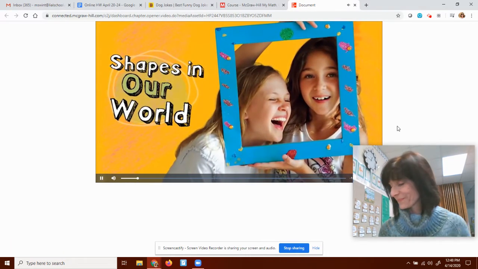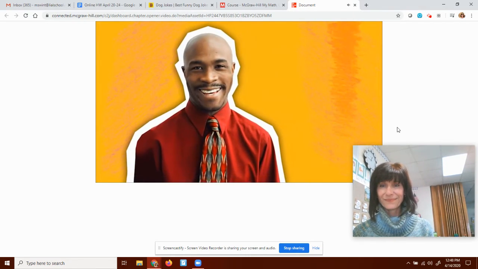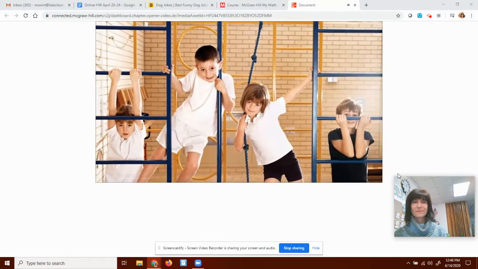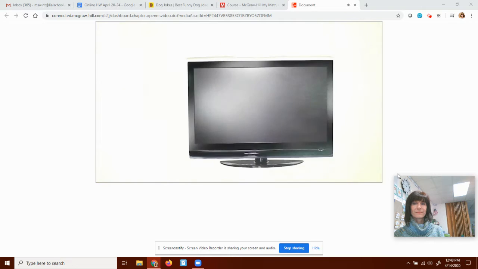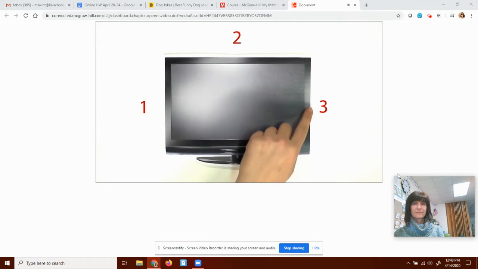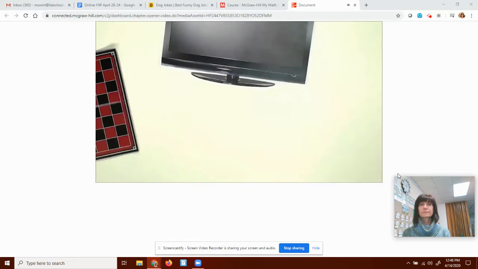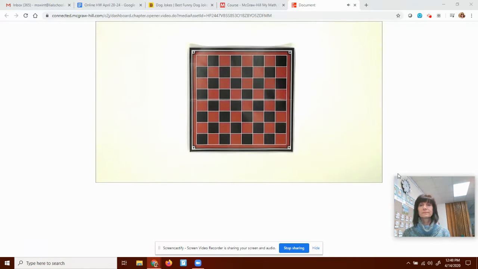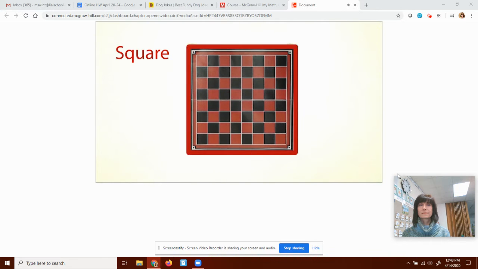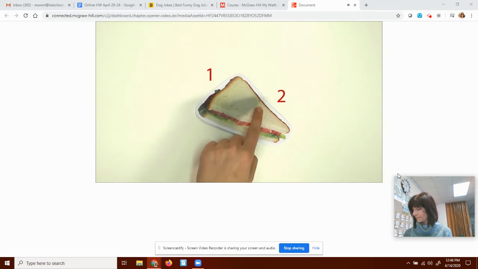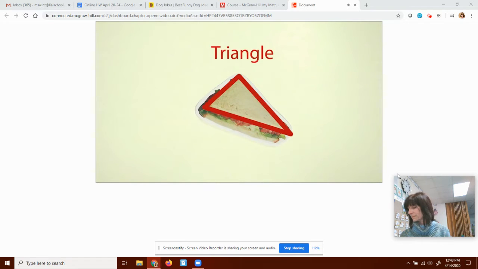Shapes in our world. Ever since Mr. Thompson started teaching us about geometry, I see shapes wherever I go. Let me show you. The TV in my family room has 1, 2, 3, 4 sides. It is in the shape of a rectangle. And look at my favorite board game, checkers. It has 4 sides too, but the sides are all equal. It must be a square. Here, look at this. My sandwich has 1, 2, 3 sides. That's easy, it's a triangle.